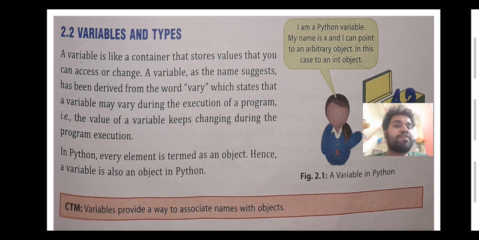Variables provide a way to associate a name with an object. Suppose I have 1000 rupees. If I say I have x money, then that can vary, and a name is given to my money, that is x. That's why in mathematics also we always consider x, because the x value can keep on changing as you carry on solving the mathematical problems.